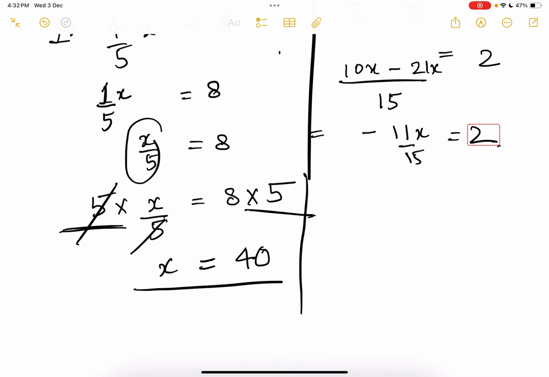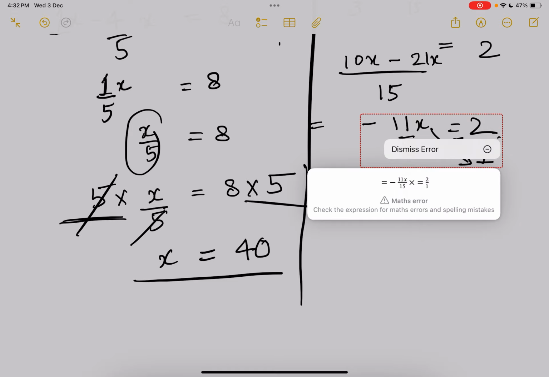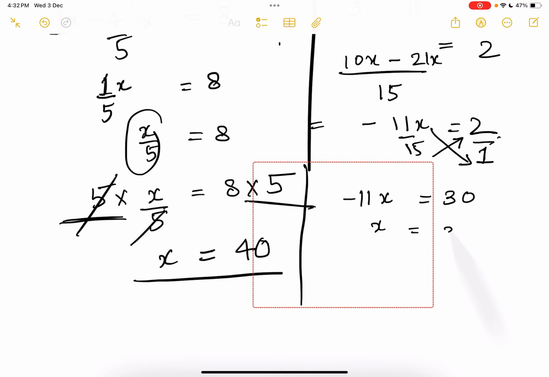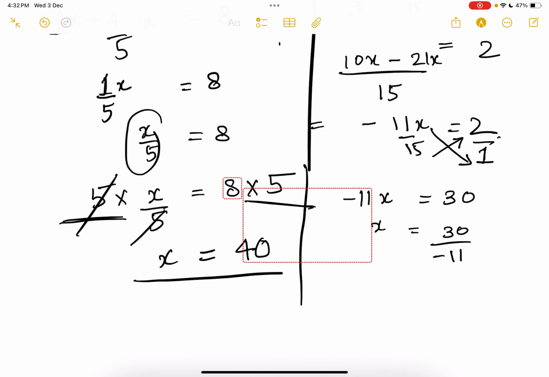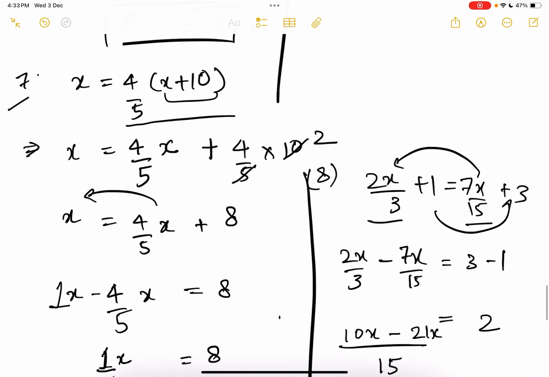Now what will you do? Here you have minus 11x by 15. In these questions, either you can do the same thing, but here there is both multiplication and division. So in such terms you do cross multiplication. 2 can be written as 2 by 1. So minus 11x into 1 is equal to 15 into 2, which is 30. So x is what? 30 by minus 11. Okay, we have solved it correctly. Let me just see once.